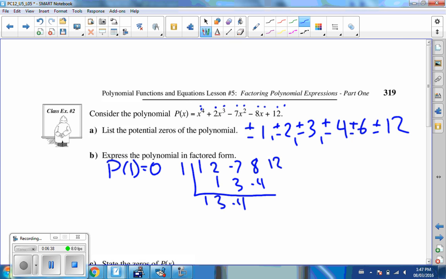Okay, so I've made some mistake here. I don't see what it is yet, though. 1, 1, 2, 3, negative 7 plus 3 is negative 4.